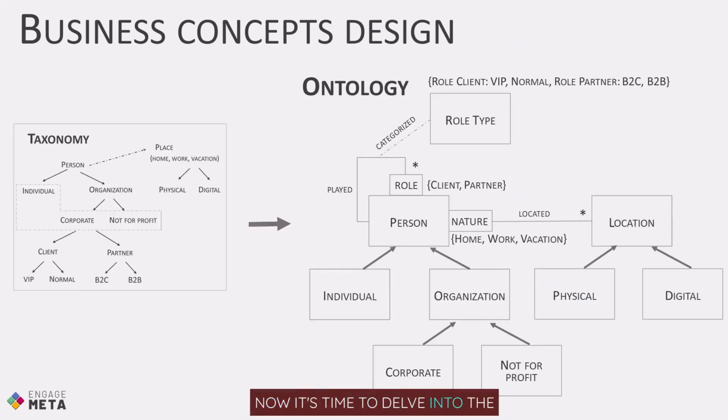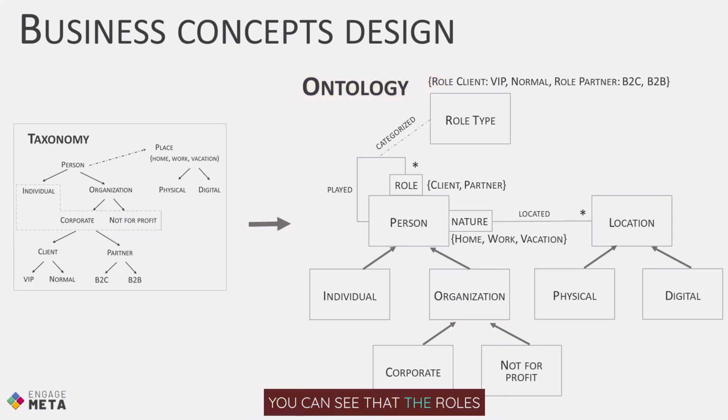Now it's time to delve into the actual modeling of semantics that exists among the business concepts. It involves creating a robust data model that defines the relationships between these concepts. It goes beyond a simple hierarchy and forms a network of relations known as an ontology. In some instances, certain segments of this taxonomy can be represented as relationships.